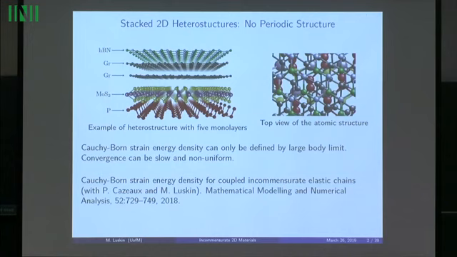It turns out the convergence can be very, very slow. All these questions come down to Diophantine approximation, approximating irrational numbers by rational numbers. This is the whole subject of number theory. Of course, some irrational numbers you can approximate better than others. So we see all of that in trying to define a strain energy density as a large body limit.